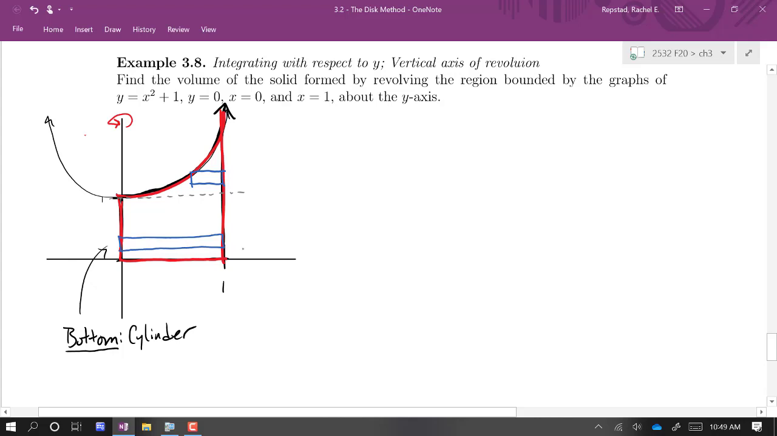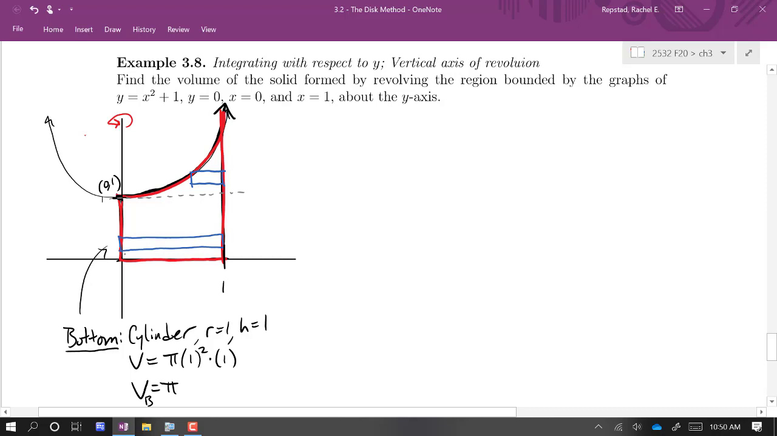The horizontal length is 1 and the height is 1, because this point here is (0, 1). Cylinder, radius equals 1, height equals 1, and that volume, pi times 1 squared times 1, is just pi. So the bottom volume is pi.